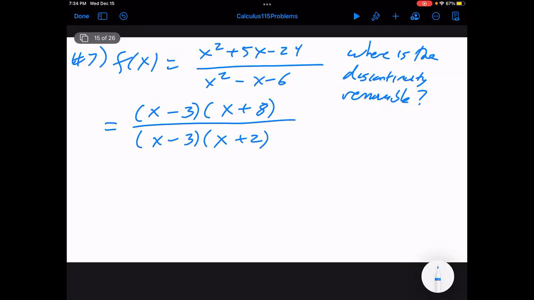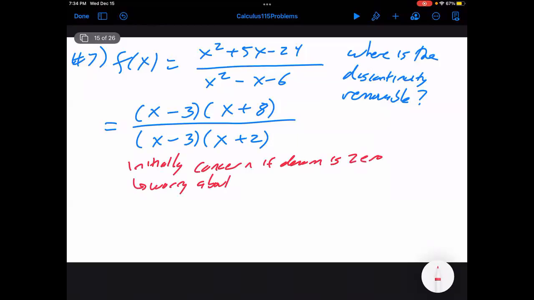And so initially we have concern if the denominator is 0. So we worry about x equals 3 and x equals negative 2. Wait, what does discontinuity mean again? Discontinuity means it's not continuous. So basically, if the function blows up, it's not continuous. And it does blow up, right? So where does this function blow up? Minus 2 and 3. But does it really blow up at 3?